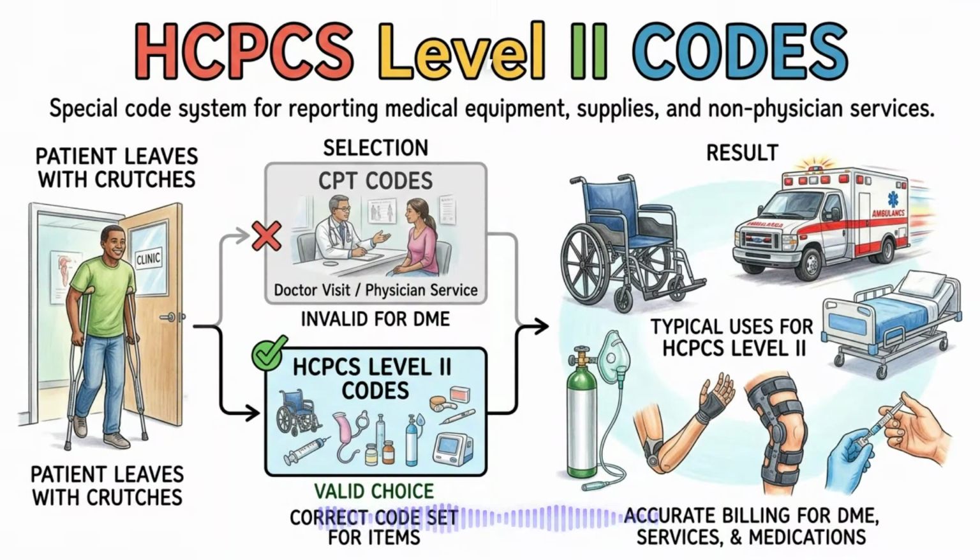It also covers ambulance transport services, prosthetics, orthotics, and medications that are injected directly into the patient rather than taken orally. If a patient comes to a clinic, the doctor's visit is billed using a CPT code, but the crutches the patient takes home are billed using a HCPCS Level II code.